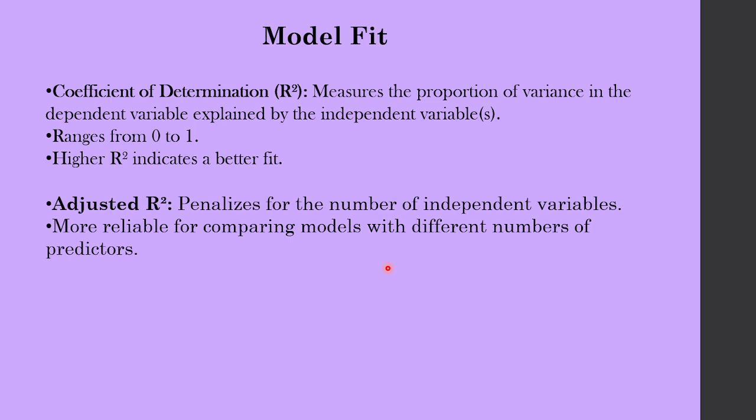It measures the proportion of variance in the dependent variable explained by the independent variables. Generally, it ranges from 0 to 1. If R square is 1, it is a 100% very good model, and whatever prediction you make is 100% accurate. If R square is 0, then our model is not good at all. So we have to find a statistical model that gives a better R square, almost equal to 1.